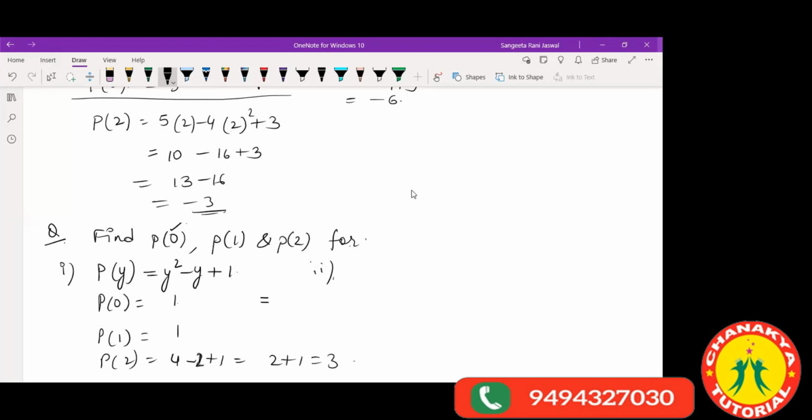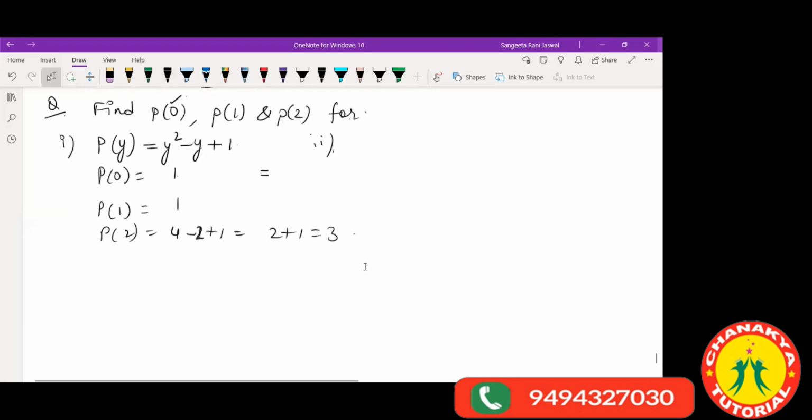Okay, good. So similarly, you can find for the remaining questions. Can you do that for homework? Okay, try yourself, because once you try yourself, you will build your confidence.